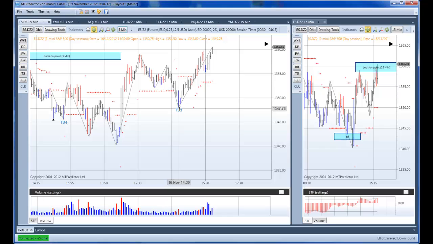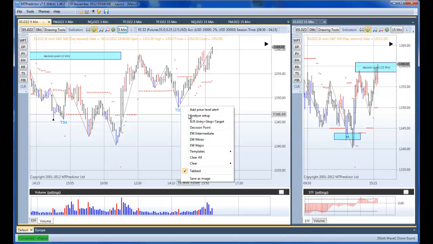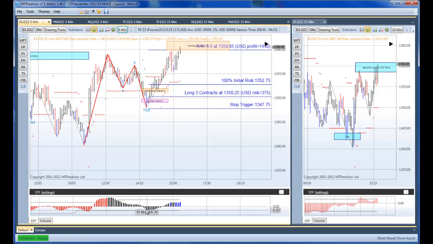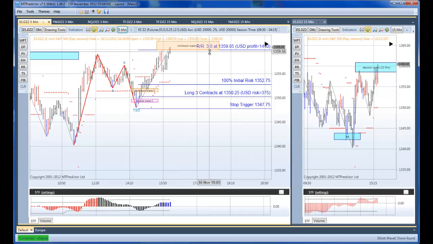Just as a PS for standard traders, if you'd gone to the 5-minute chart, as the market declined back down here, there was another setup on the 5-minute chart, a perfectly standard setup with a black STF that caught this low up into the rally at the end of the day for a nice plus 3.8R. So overall, it was a very good day for MTPredictor on Friday.